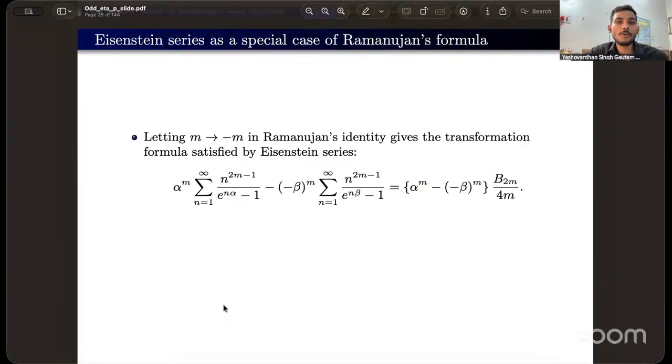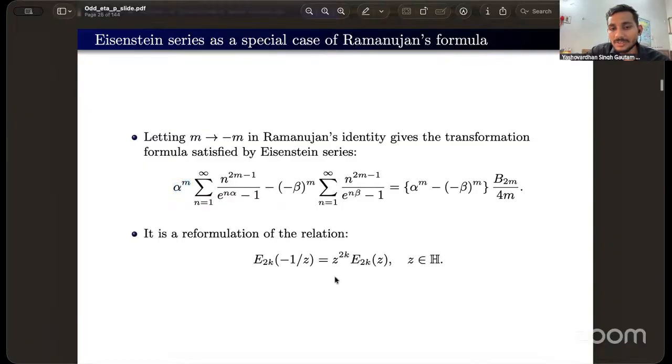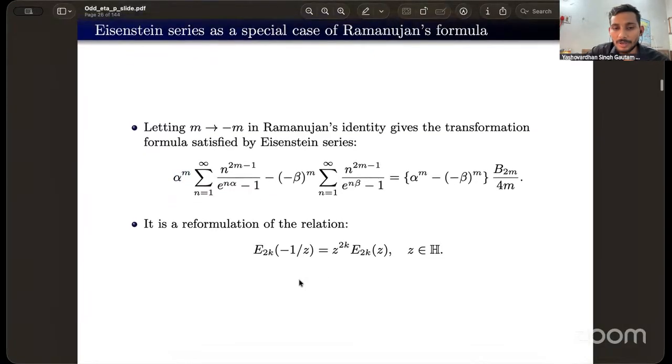The next thing, now we want to see the connection with the modular form. So if we take m equal to -1 in Ramanujan's formula for odd integers, we'll have this relation. And if we put alpha equal to i pi z, and alpha equal to minus pi i z, and beta equal to i pi upon z, then we'll be able to prove this inversion formula, the inversion condition for modular relation, that the Eisenstein series follows this, where z belongs to the upper half plane.